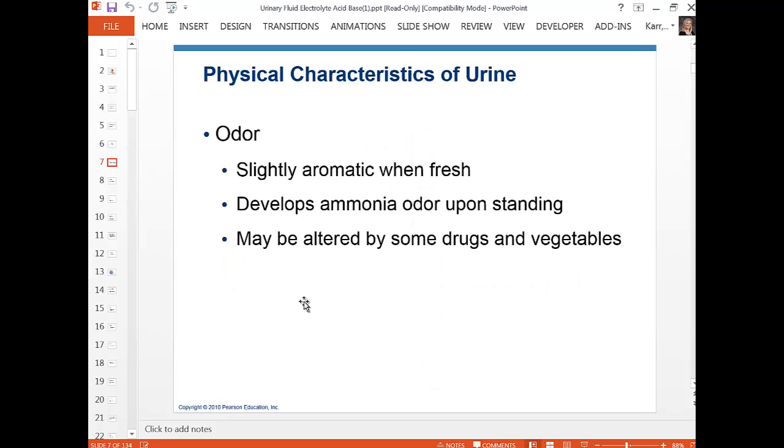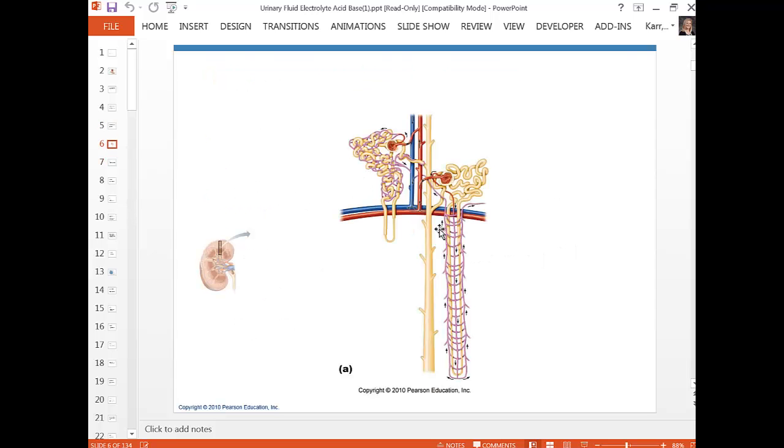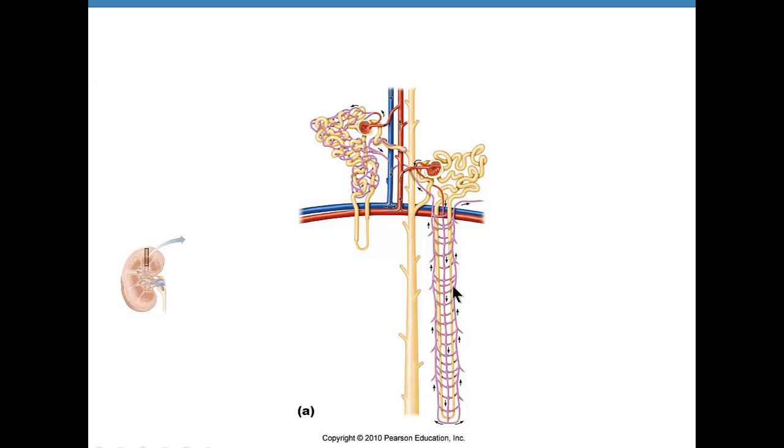So this picture that I have here shows the 2 different types of nephrons that exist in the body. In the kidneys, we have cortical nephrons. Cortical, what's the prefix there referring to?